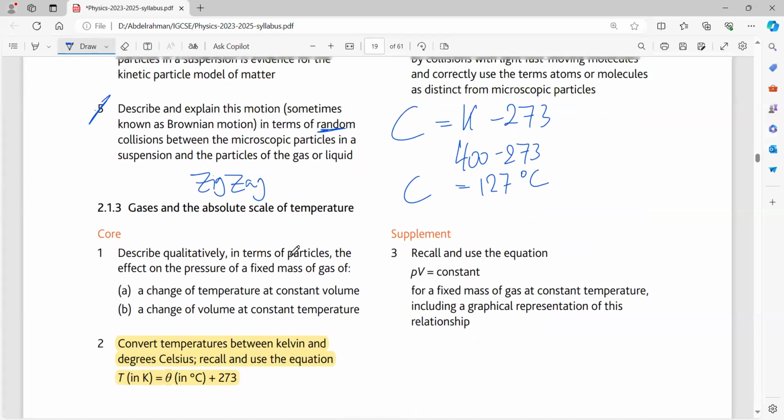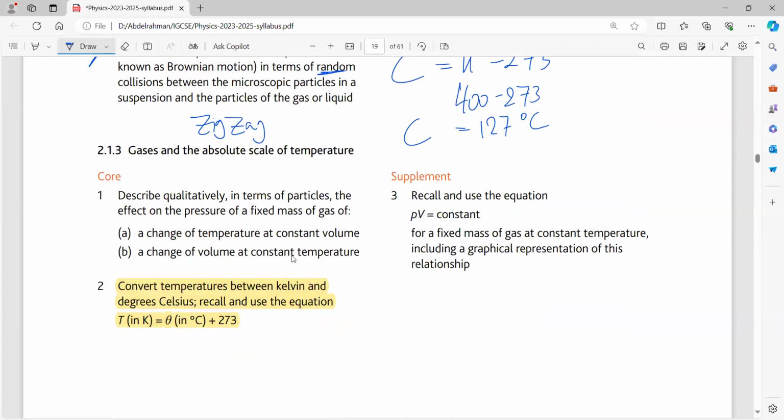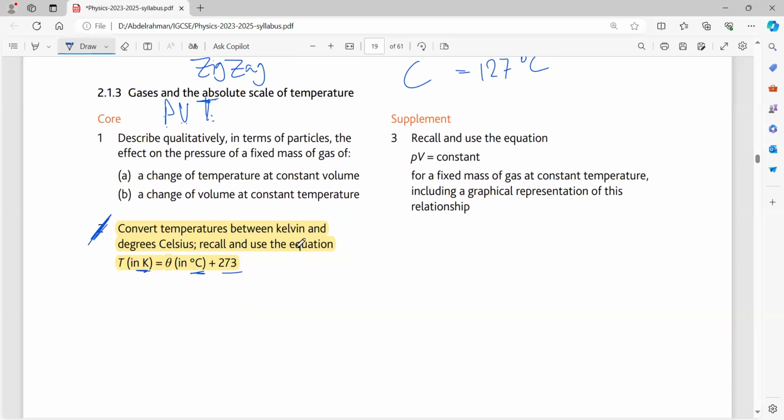Okay, good. Now here's the Kelvin scale. Temperature in Kelvin equals Celsius plus 273. Describe what happens when you change the temperature, the volume, or the pressure. PVT, if you remember, pressure, volume, and temperature. When the pressure was constant, what happened to the volume and temperature? When the volume was constant, what happened to the pressure and temperature? When the temperature was constant, what happened to the pressure and volume?